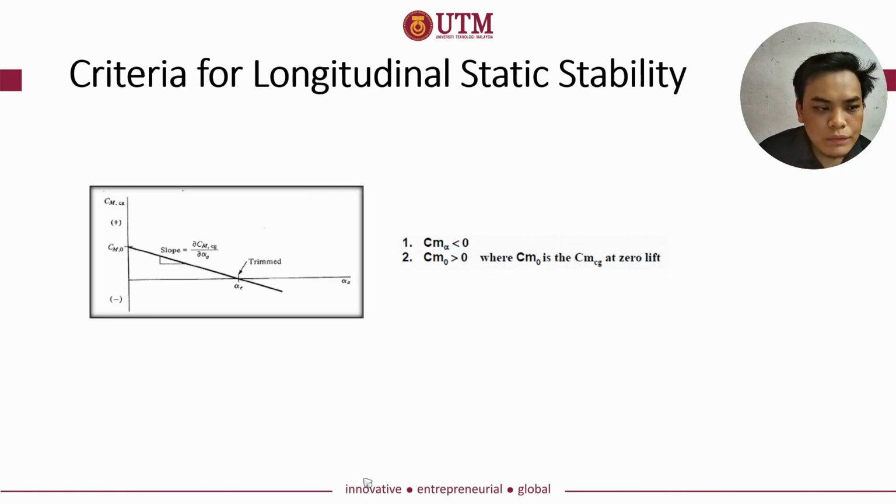So in order for us to get a statically balanced airplane, we need to have this kind of figure for our Cm alpha graph, which is the general graph for Cm alpha, where the slope must be negative and the intersection point Cm naught must be positive, where Cm naught is the CmCG at 0 lift.